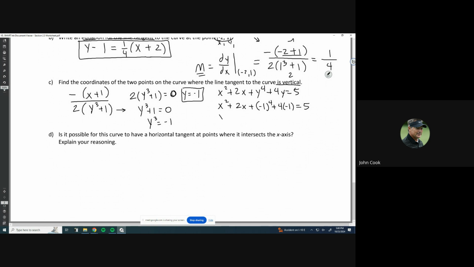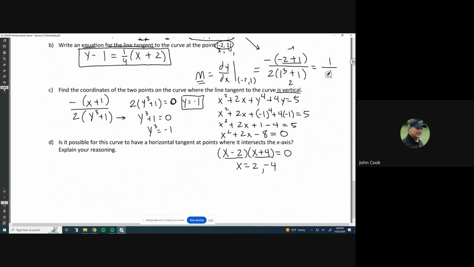So, just keep working towards that goal, x squared plus 2x. And then negative 1 to the fourth is just 1, so plus 1. 4 times negative 1 is negative 4. So if I combine like terms, I get the following: x squared plus 2x minus 3 is equal to 5. Then if I subtract 5 over, I get negative 8, and that'll be equal to 0. Now I can factor this and solve. The numbers that multiply together to be negative 8 and add together to be 2 are negative 2 and positive 4. So that means the two x values that I get are 2 and negative 4.